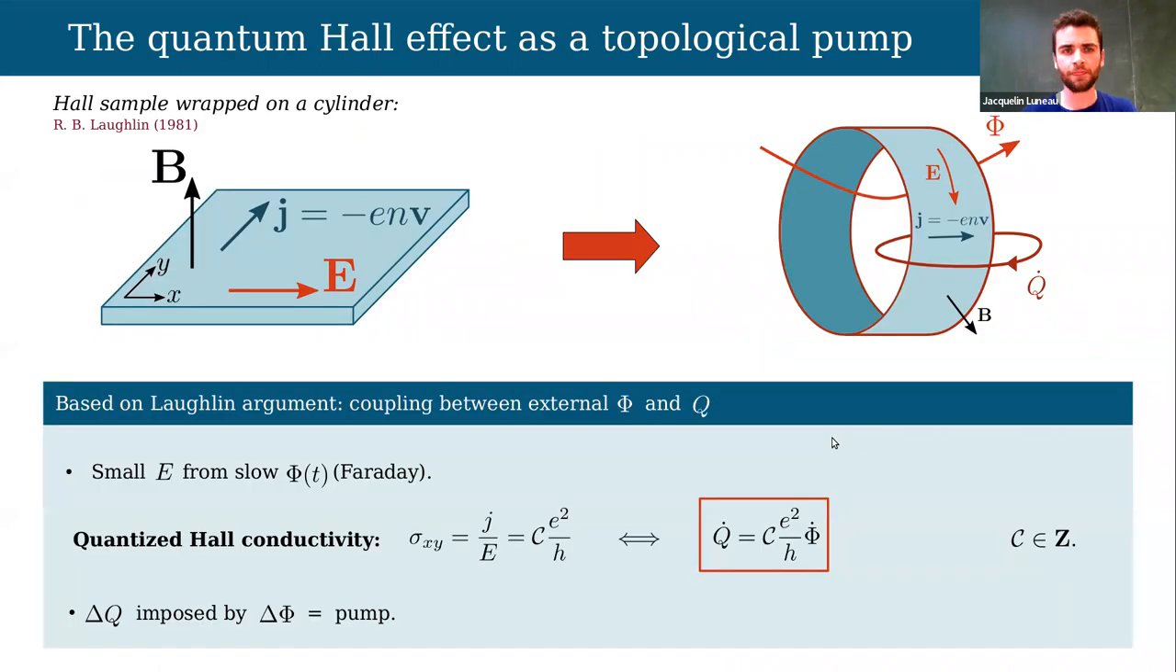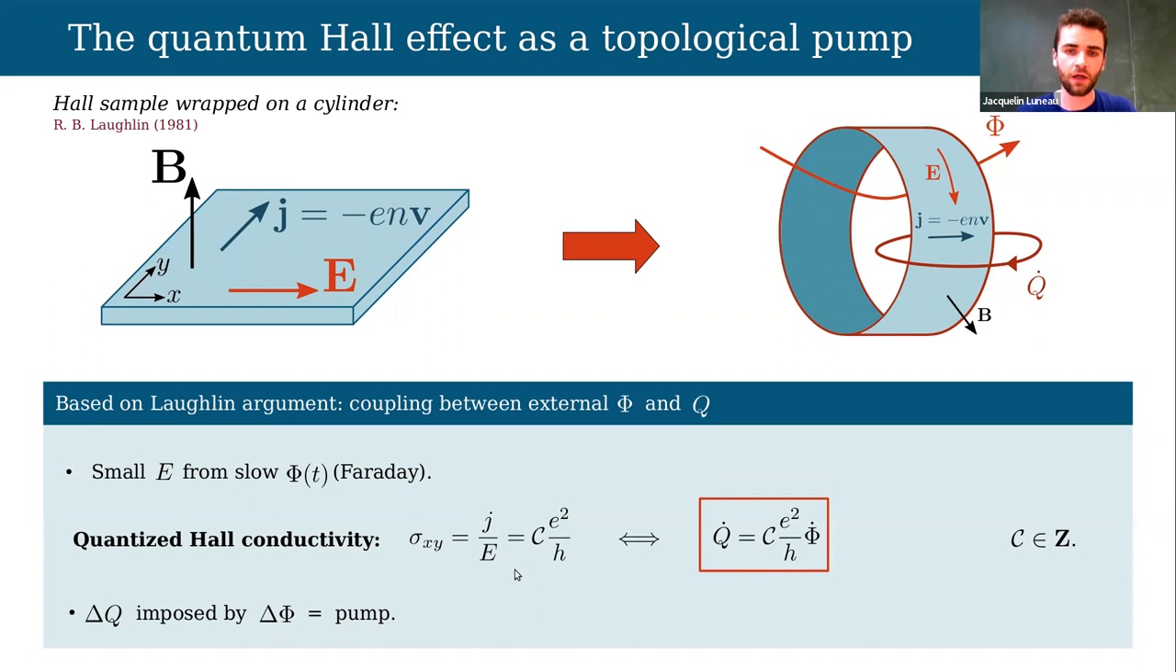In the case of the quantum Hall effect, let us use and extend an argument initially proposed by Laughlin. Laughlin considered a quantum Hall sample in a cylinder geometry, such that an electric field applied along the cylinder can be obtained by passing a magnetic flux through the cylinder. A small electric field will come from a slow increase of the magnetic flux. With this cylinder geometry, if we connect the boundaries of the cylinder to an external circuit, the quantized Hall conductivity, which relates the transverse current to the electric field, will translate into a relation between the current, so the evolution of the charge in the circuit, and the variation of the magnetic flux through the cylinder.